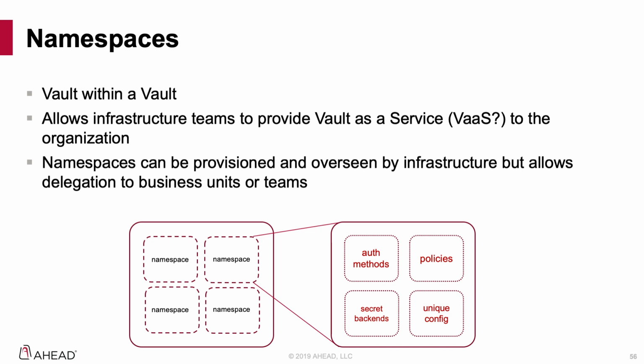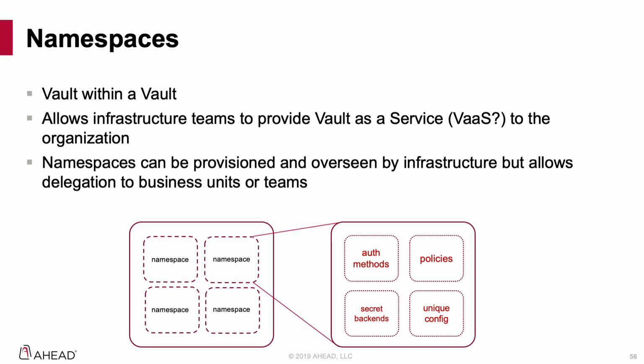So in the example down here, I have a vault cluster, right? Then I can start creating namespaces in there, and each namespace is like its own vault cluster. So each namespace can have its own authentication methods, its own policies written. It can enable its own secret backends depending on what's needed, and each one will have a unique configuration based upon the needs of that namespace user. So whether that's a business unit, whether that's a different development team, etc. Each one of those namespaces can look completely unique.